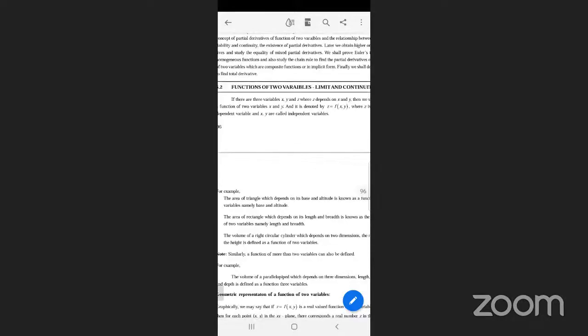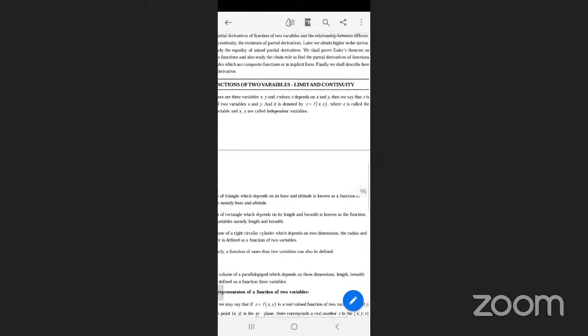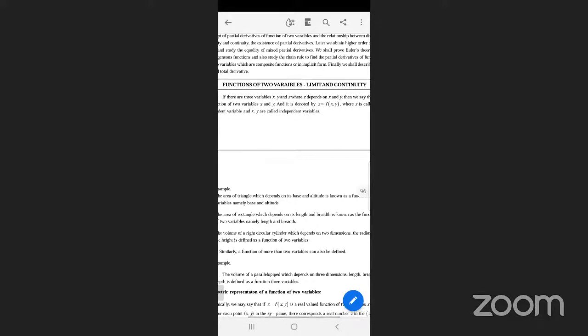First, functions of two variables. In previous units we discussed functions of a single variable, that is y equal to f of x, meaning y is the dependent variable and x is the independent variable. So there I took dy by dx, that is ordinary differentiation.